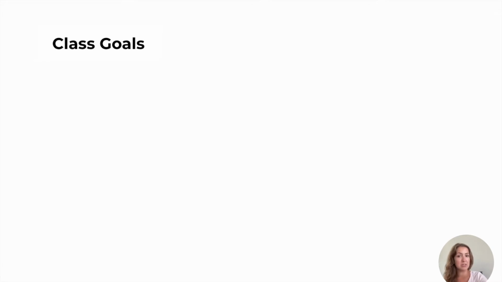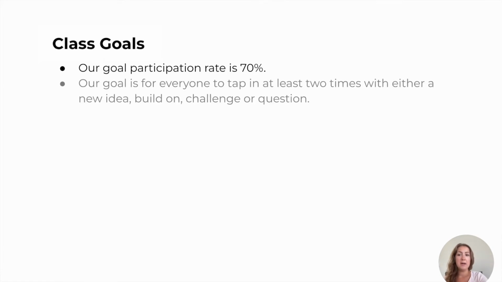But here are some examples of some class-wide goals that are commonly set. So first, you might want to set a goal of a participation rate, or maybe even say, we want everyone to speak up at least once. You might want to encourage particular tap-in types. If you've got lots of divergent ideas and new ideas that come up in a discussion, you might want to encourage the building on and the challenging to connect ideas. Or if you have a quieter class, you might want to encourage questioning and having students come up with their own questions to prompt other students' thinking and really get towards that student-driven dialogue.